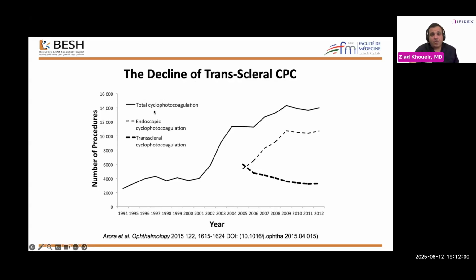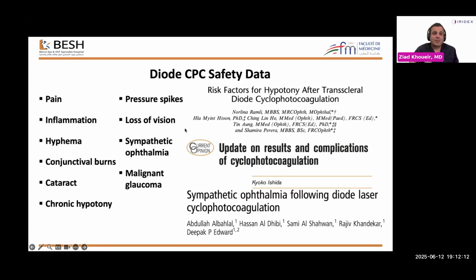Those numbers are on the rise because of the introduction of endocyclophotocoagulation. But if you look at the numbers of transscleral cyclodestructive procedures, their numbers are steadily decreasing. And this is mainly because the classical transscleral diode has a very bad reputation. It has been associated with so many sight-threatening complications like hypotony, phthisis, sympathetic ophthalmia, and even chronic inflammation.